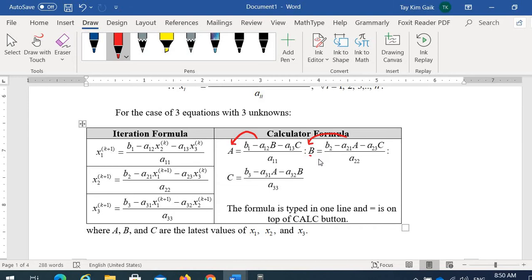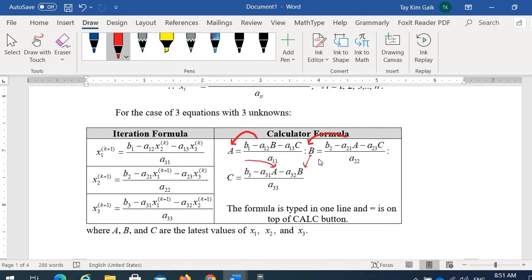First time you just need to input your B and C value. We obtain the A, so the A value will be automatically substituted in here. C is already substituted. Then we obtain the B. Later on, the B value is here, the A value is here, so we obtain the C.